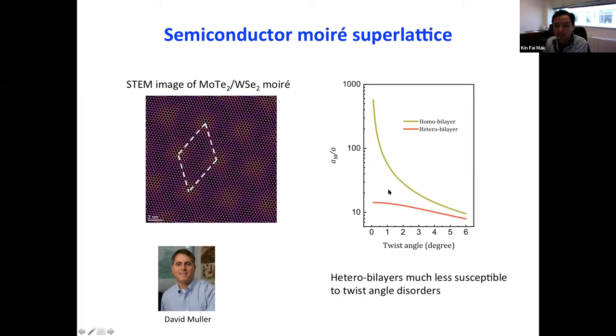So in some sense, there's an advantage of hetero bilayer in the sense that the lack of sensitivity on the twist angle would mean that it's actually not so sensitive to twist angle disorder compared to homo bilayer.